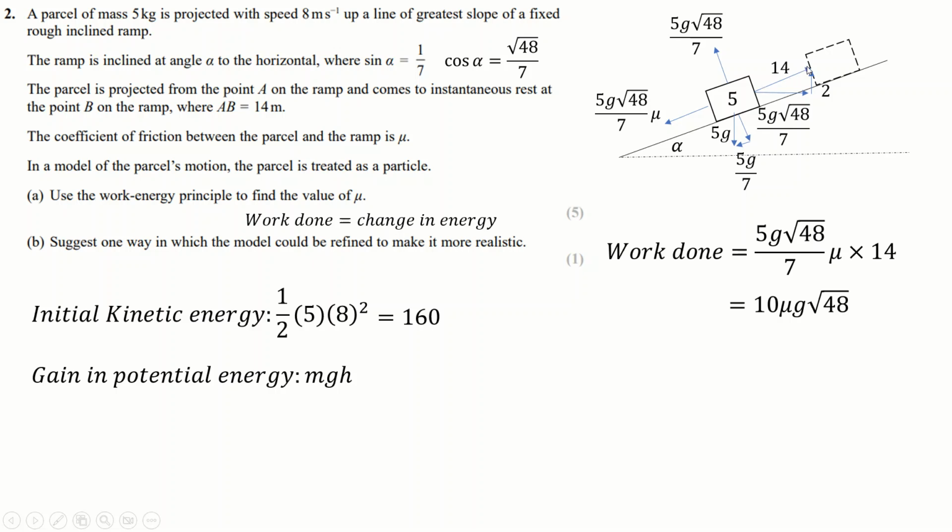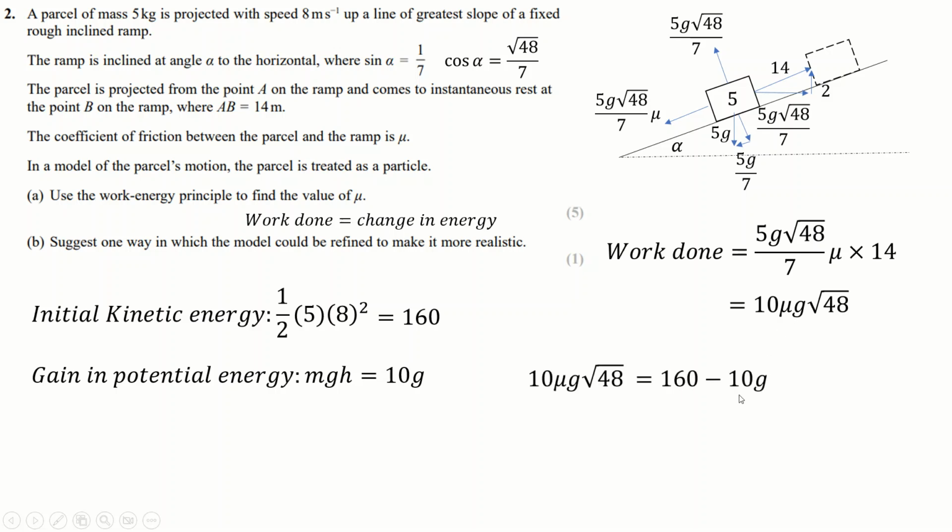Instead of hypotenuse 7, hypotenuse 14. Opposite side is 2 instead of 1. Anyway, gain in height of 2, which means its gain in potential energy is m, which is 5, times g times 2, which is 10g. And that's the change in energy, right? So 160 take away 10g must be equal to this work done.